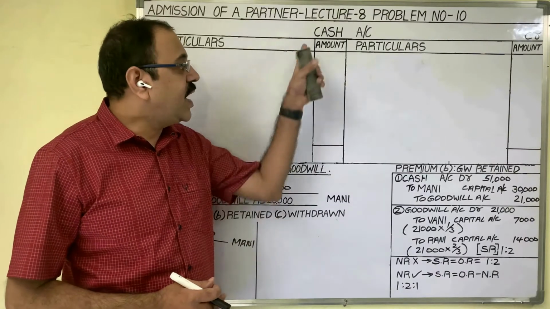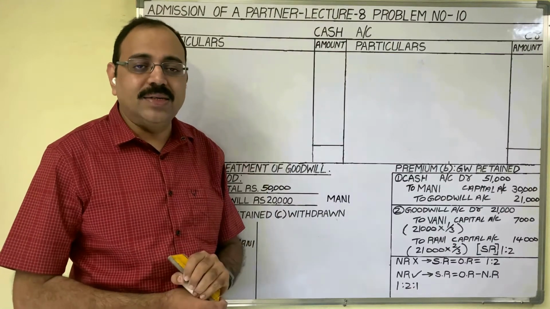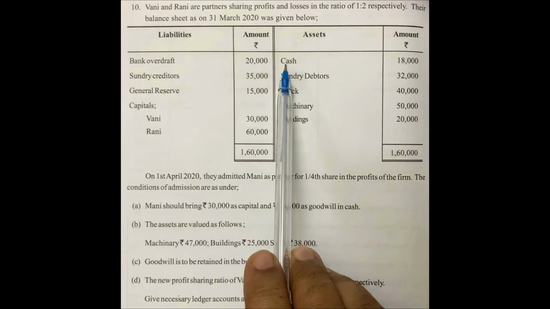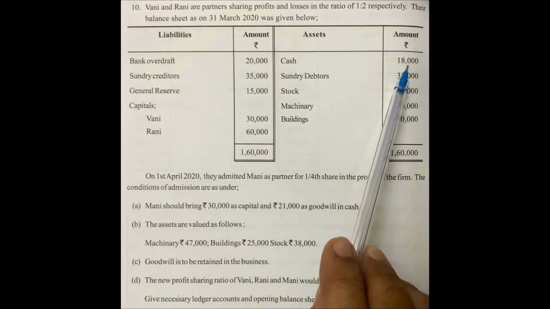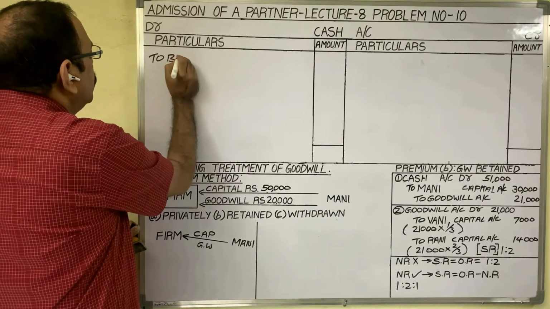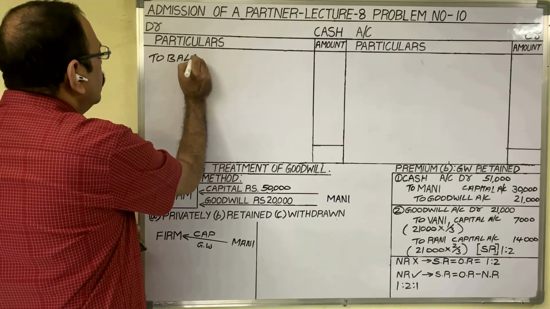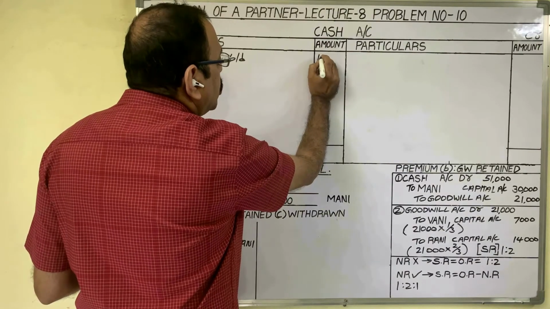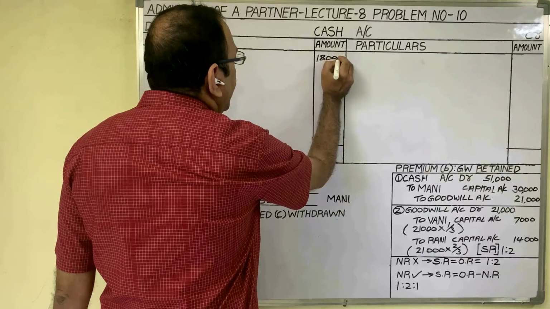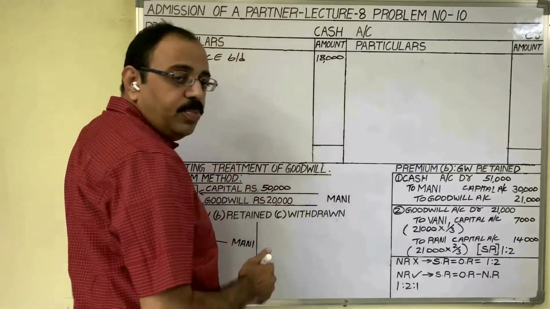We have to start this cash account with the opening balance. From where we should take this amount? In old balance sheet, under asset side, he is giving cash balance 18,000 rupees. This amount we have to show here. Debit side we have to show this opening balance. To balance brought down. In question he has given 18,000 rupees. Write down that amount, 18,000 rupees. Next, these entries we have to post.